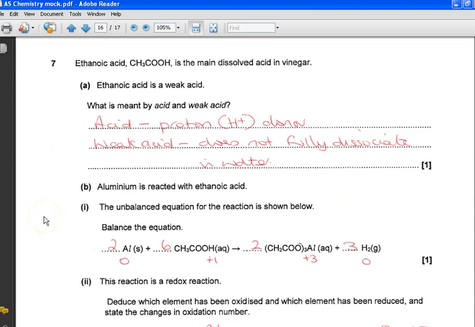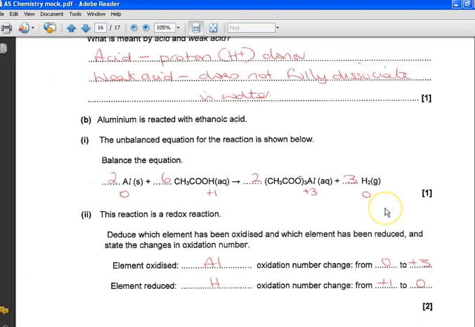Okay, this is about acids and bases. So the question is about an acid and a weak acid. If you didn't answer both parts of the question, you didn't get the mark. Definition of an acid is a proton donor, and a weak acid doesn't fully dissociate, and they are definitions you need to know.